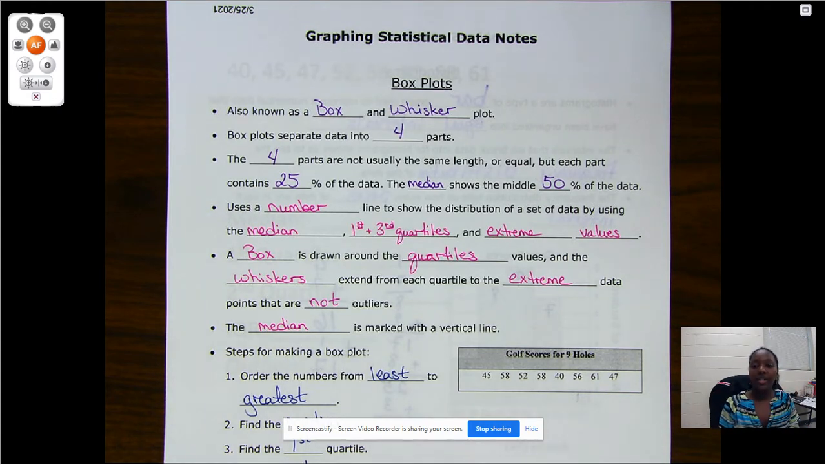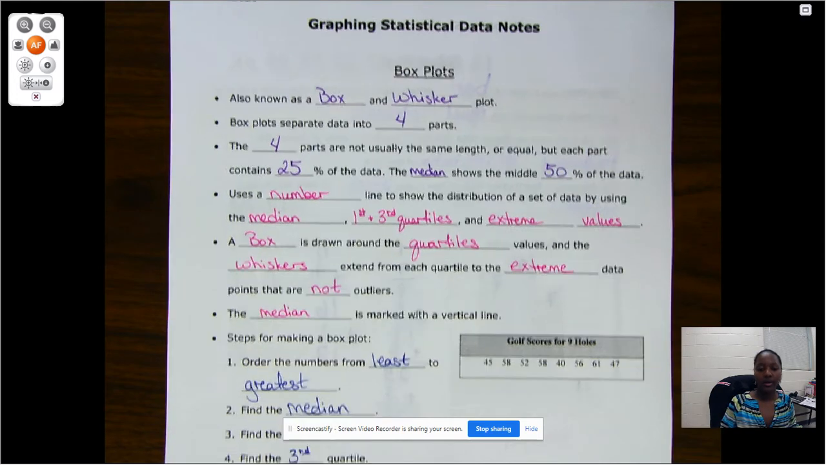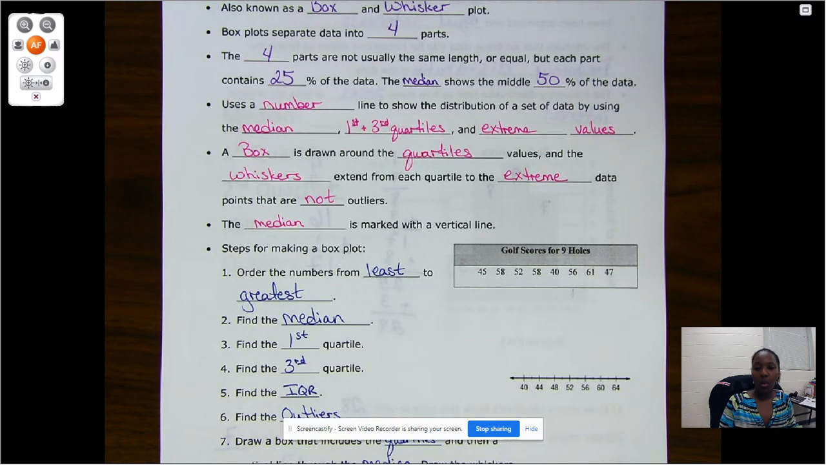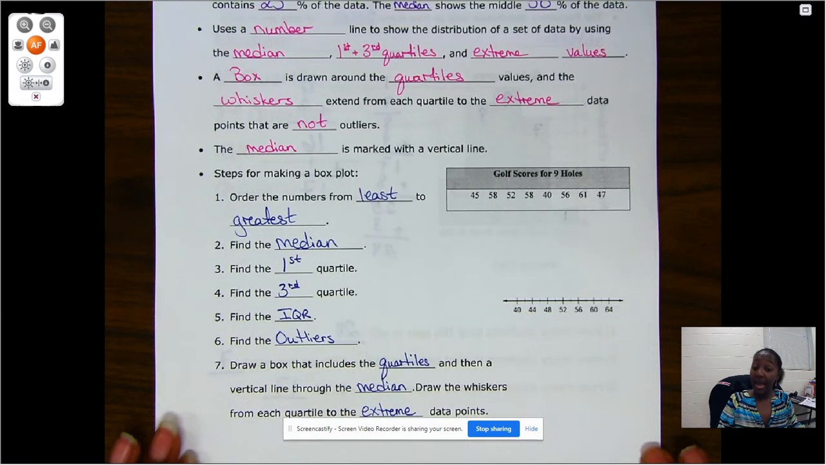Uses a number line to show the distribution of a set of data by using the median, first and third quartiles, and extreme values. A box is drawn around the quartile values, and the whiskers extend from each quartile to the extreme data points that are not outliers. The median is marked with a vertical line. Steps to making a box plot.